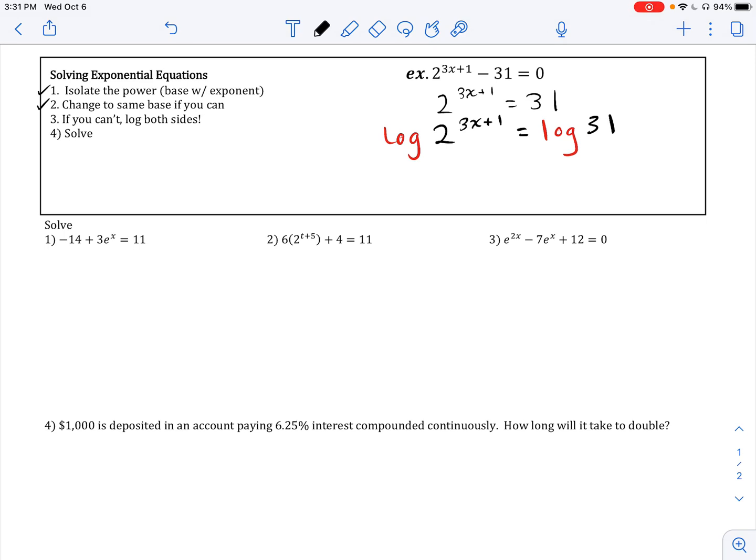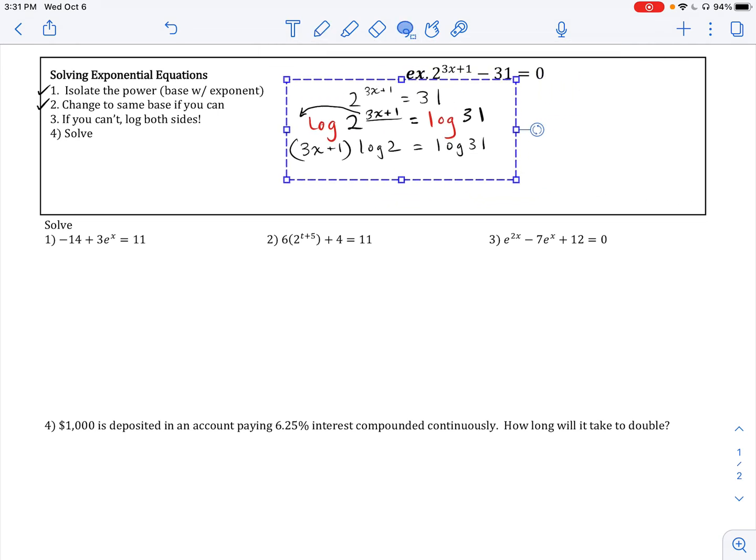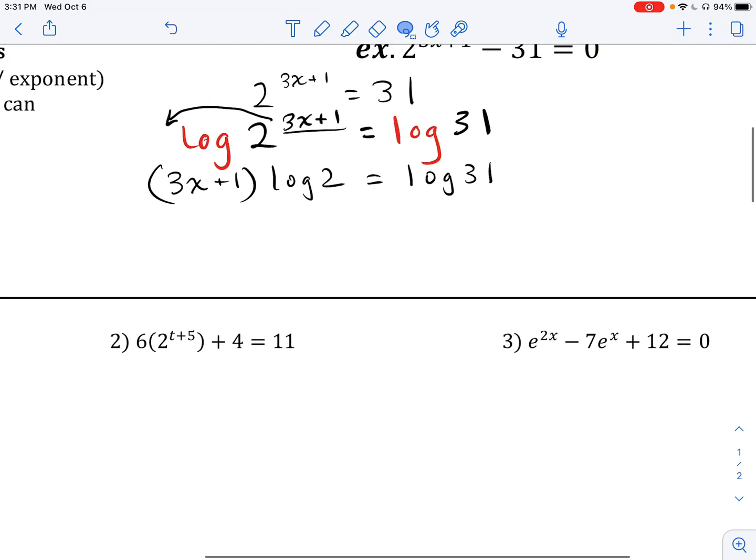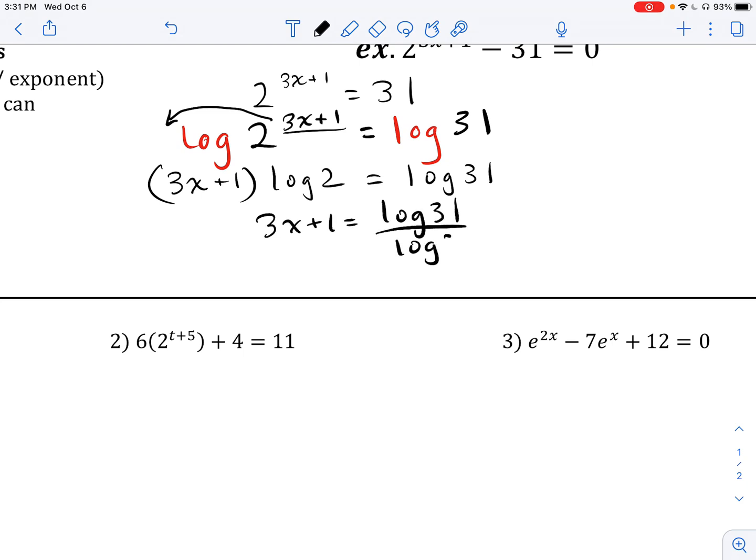That is to say, the power, 3x plus 1, is the power of our argument 2. So we can take this and move it to the front and write it as a factor. So 3x plus 1 times log of 2 is equal to log 31. Now, I can rewrite this, and I'm going to make this a little bit smaller so I have a little bit more space to work with here. So let me just zoom in on this. So now I can write this as 3x plus 1 is equal to log of 31 over log 2.